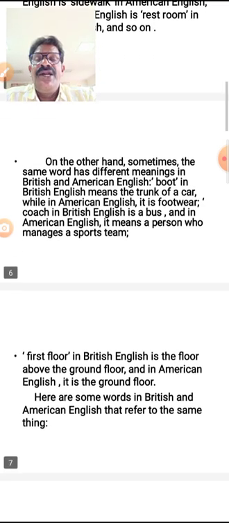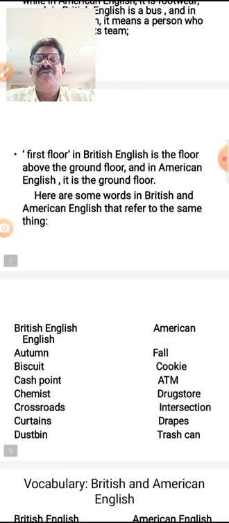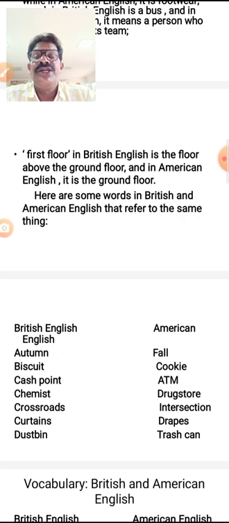Right. Now let us come to the next one, first floor. This is also very commonly used in Indian English. First floor in British English is the floor above the ground floor, and in American English, it is the ground floor. Look at the interesting thing. The first floor in British English is the floor above the ground floor, whereas in American English, it is the ground floor.